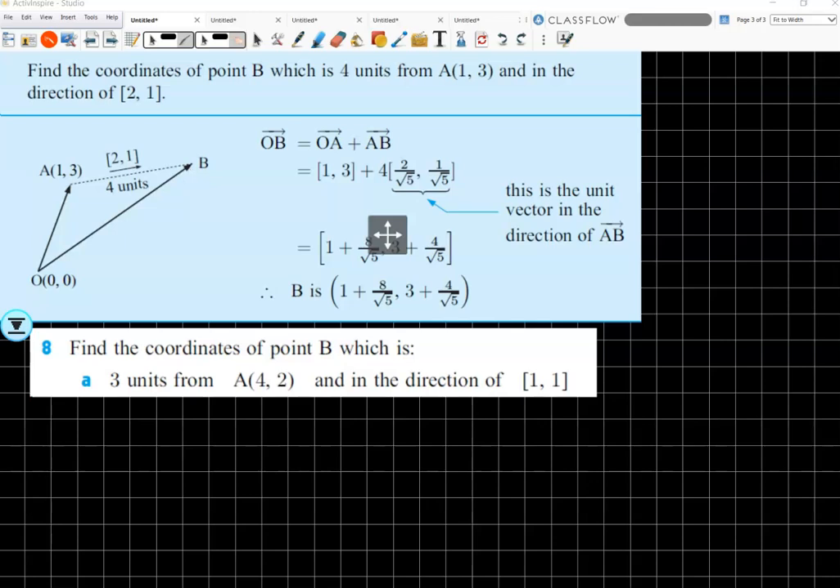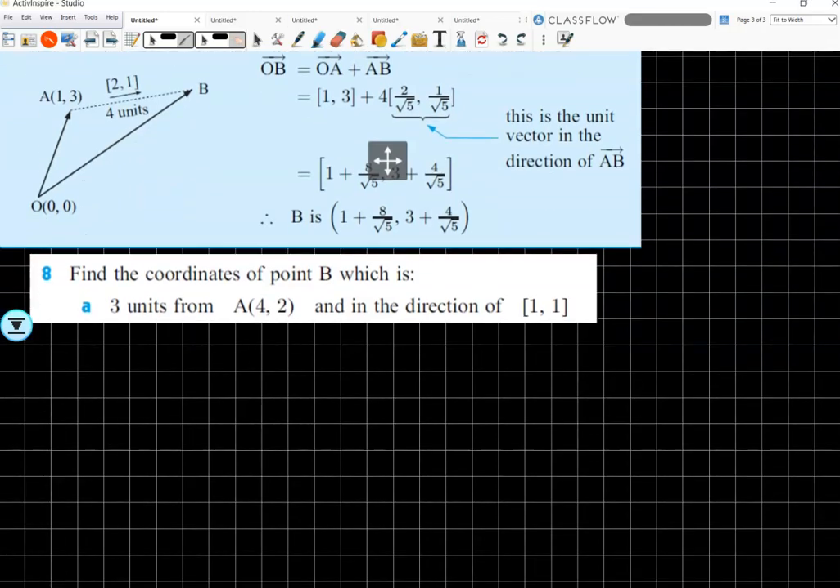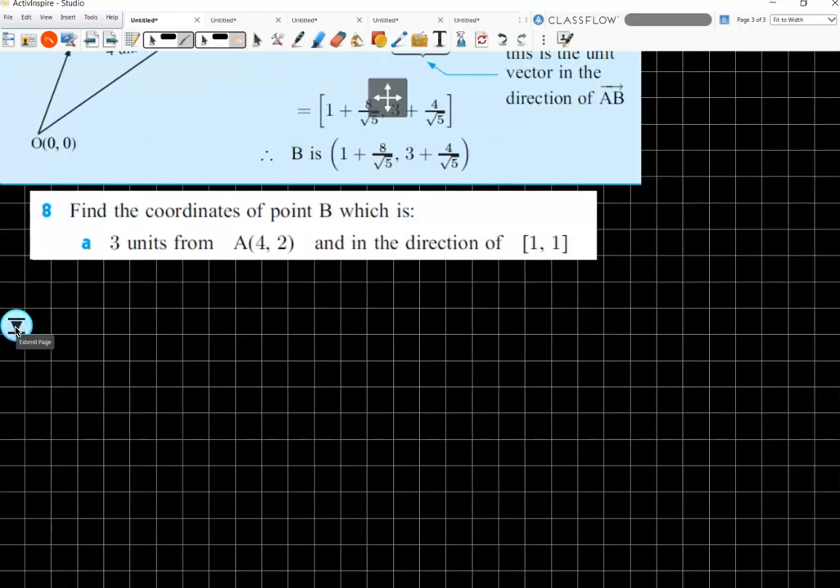So let's put this into practice. They've got that example there for you. I think that was a question they got you to do in the new book. I'm not quite sure, but anyway. All right, so find the coordinates of B, which is 3 units from the point A and in the direction 1, 1. So once again, we've got A. We're heading off in the direction of 1, 1, heading off in that direction towards the point B.